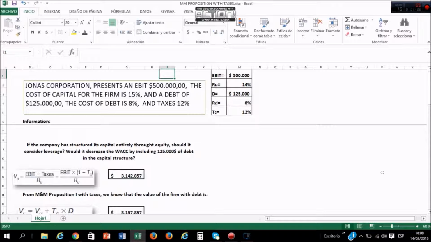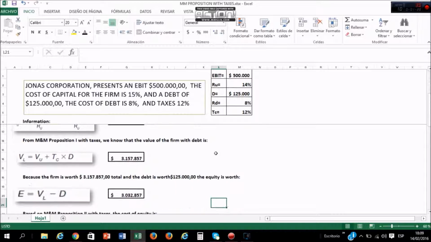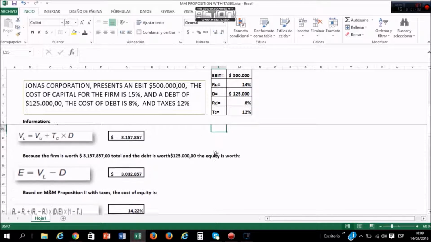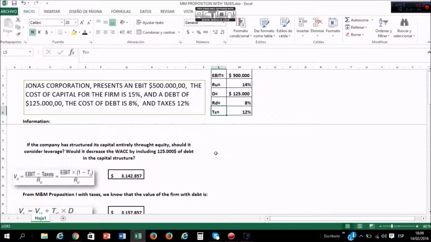So the EBIT is earnings before interest and taxes. RU is the cost of the company without debt. RD is the cost of the debt. RE is the cost of the equity. TC is the taxes. And D is the debt. So here we have many formulas that we have to use to find what the exercise is requiring.